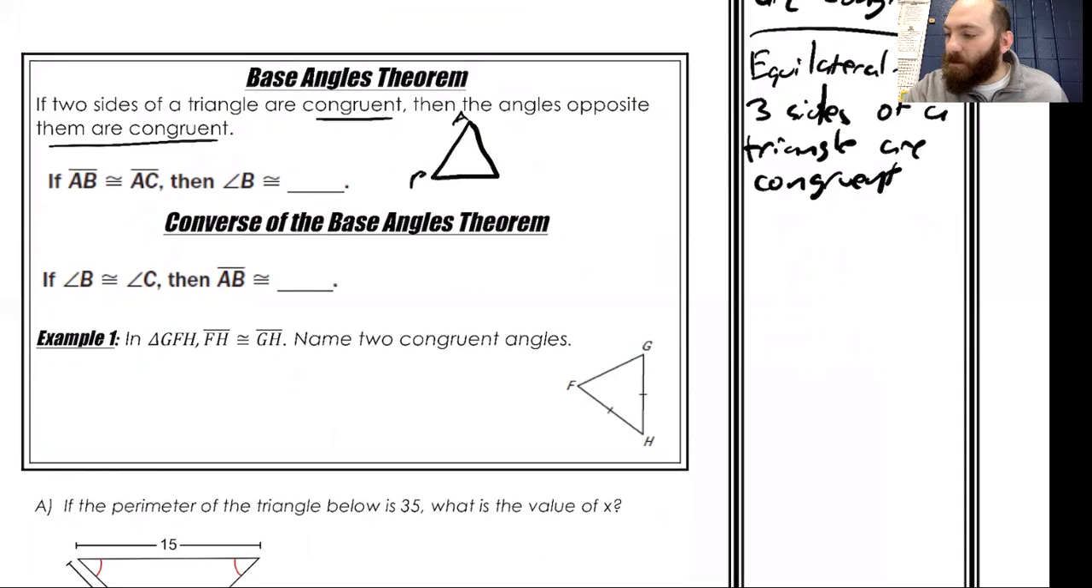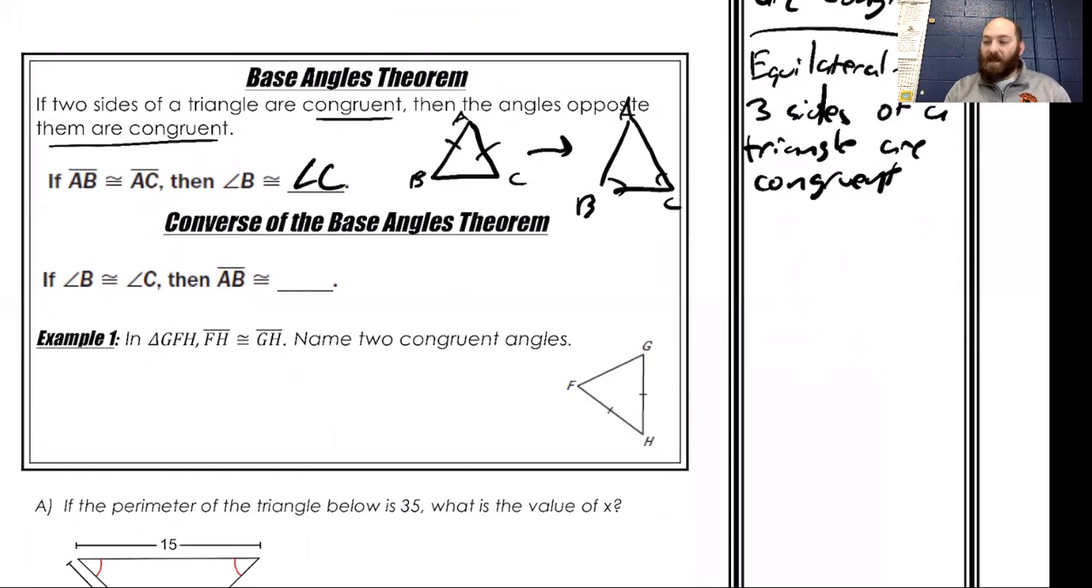So what we're really doing is something like this: A, B, and C. AB and AC are congruent. So what that implies is that the angles B and C are also congruent. So this is what happens in an isosceles triangle. If I know that a triangle is isosceles because of its sides, I also know that these base angles are congruent as well.